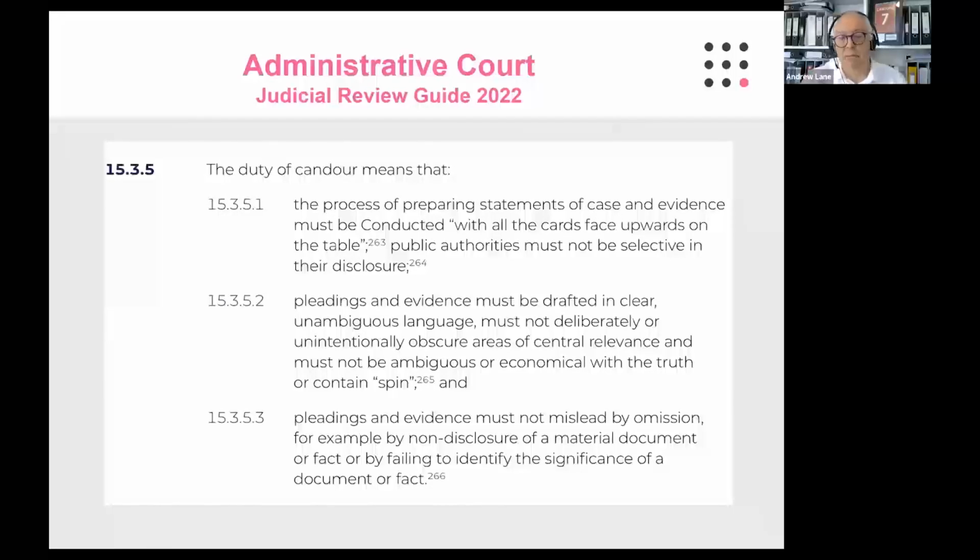Pleadings and evidence must not mislead by omission, for example, by non-disclosure of a material document or fact, or by failing to identify the significance of a document or fact. It's why, particularly in public authorities, one has to be very careful about internal correspondence. I mean, there have been cases where somebody has made a negative comment about the quality of a decision as an internal process, but it's a disclosable matter, and therefore one has to be very careful as to what one says in writing in particular, because it probably is disclosable.